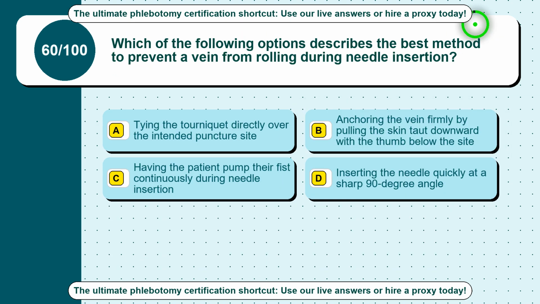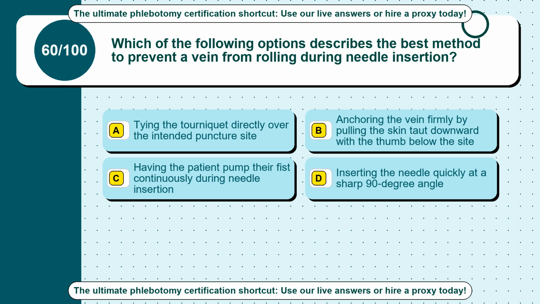Question 60. Which of the following options describes the best method to prevent a vein from rolling during needle insertion? Option A. Tying the tourniquet directly over the intended puncture site. Option B. Anchoring the vein firmly by pulling the skin taut downward with the thumb below the site. Option C. Having the patient pump their fist continuously during needle insertion. Option D. Inserting the needle quickly at a sharp 90-degree angle.